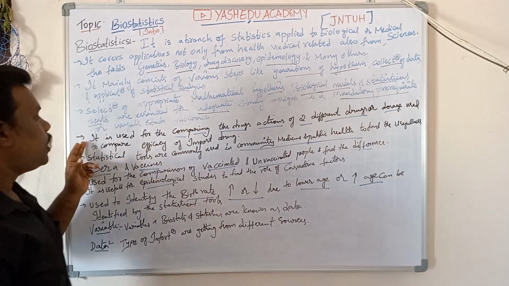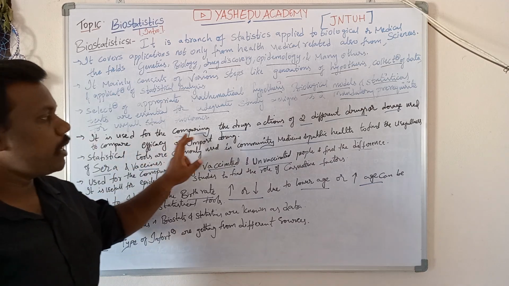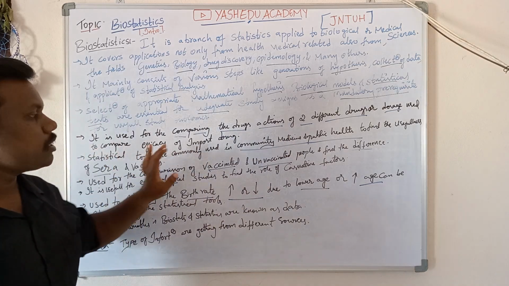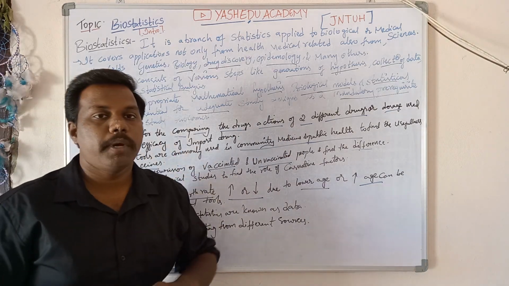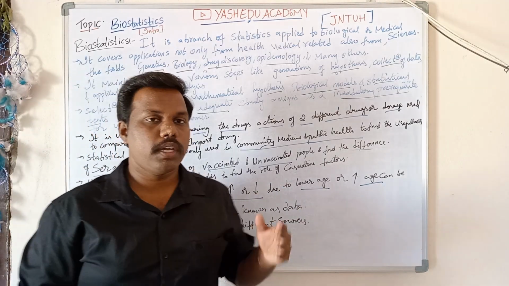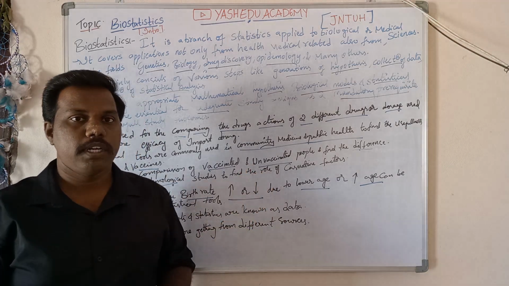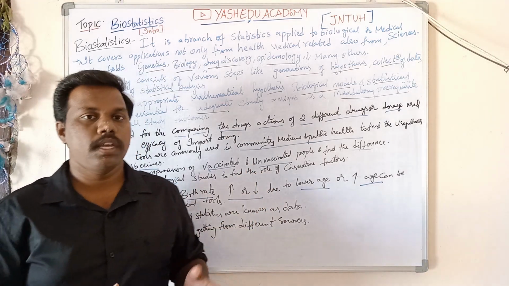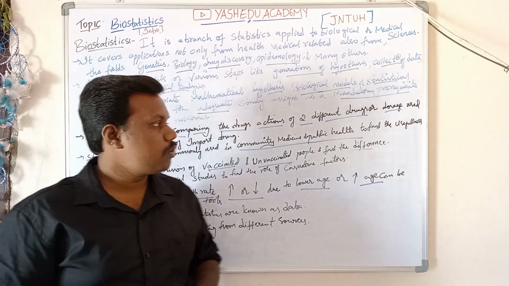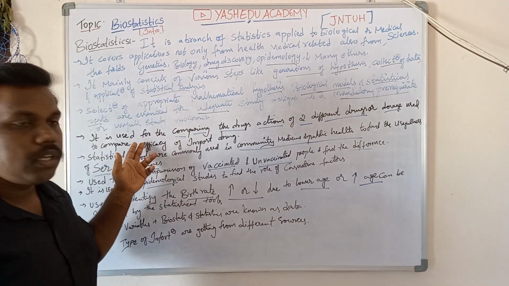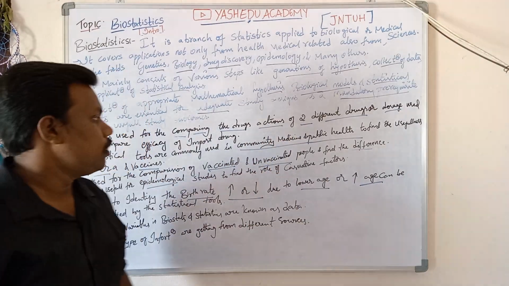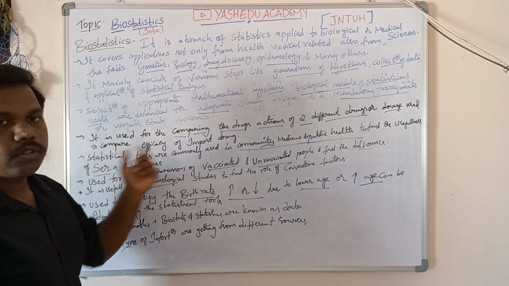Okay, so next, it is used for comparing the drug actions of two different drugs and dosage forms, and to compare the efficacy of a drug. So in biostatistics, not only genetics, biology and drug discovery, it is also analyzing the drug action. It finds the difference between two drugs and the efficacy of the given drug on the given patient. So biostatistics is also used to find the drug actions of two different drugs on patients, to find the difference between those two drugs.